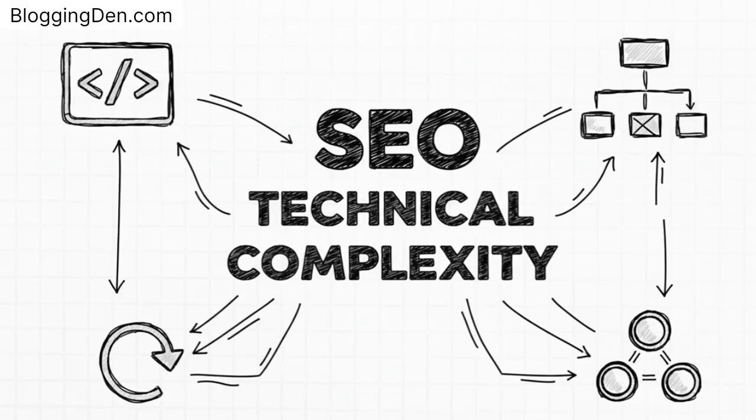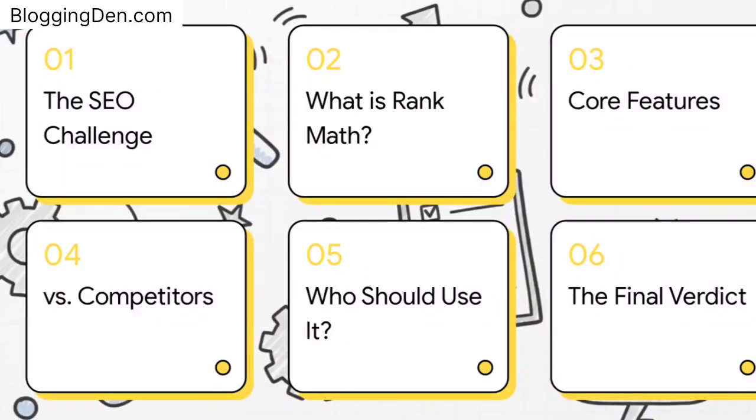You're dealing with meta tags, sitemaps, redirects. It gets technical fast. Okay, so how does a tool like Rank Math even begin to tackle this? Well, here's our game plan. First, we'll set the scene with a WordPress SEO challenge. Then we'll get into what Rank Math actually is and its core features. From there, we'll put it head-to-head with its competitors, figure out who it's really for, and then wrap it all up with the final verdict. Sound good? Let's go.